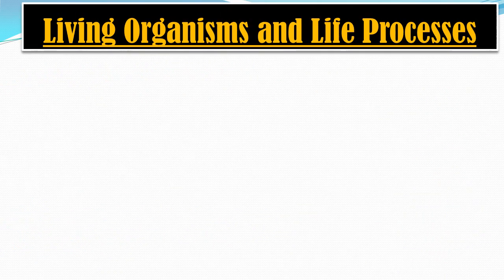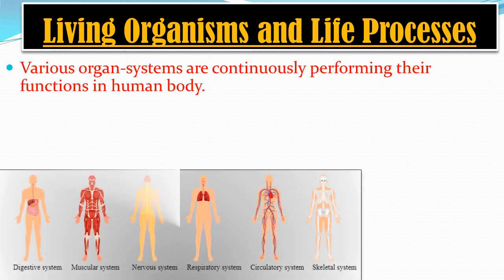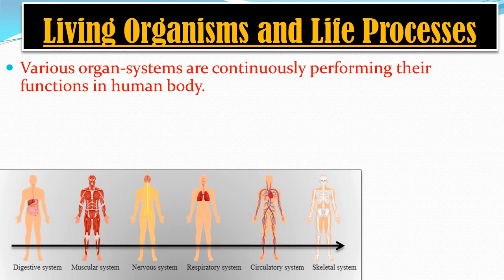Alright, now let's understand the living organism and the life processes. Students, various organ systems are continuously performing their function in the human body, and along with the digestive system, muscular system, respiratory, circulatory, nervous system, skeletal system, and control system, different external and internal organs perform their function independently but through complete coordination. So coordination is a must.